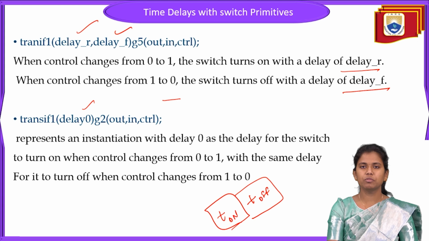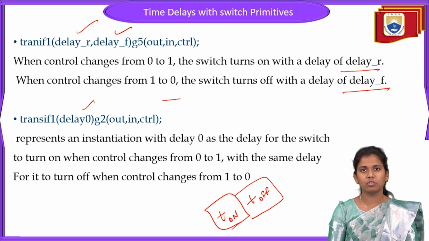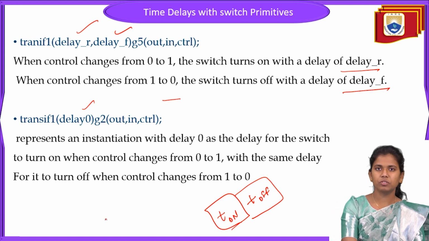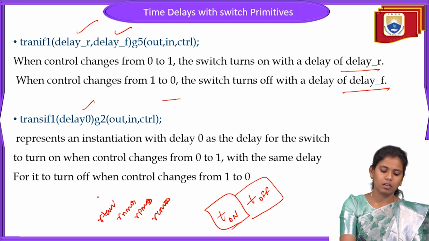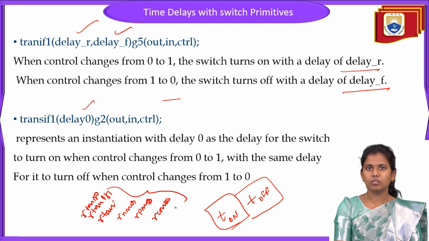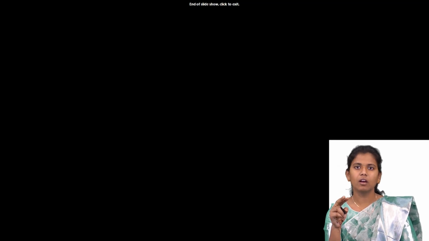So this is about the switch primitives with respect to the bidirectional switches, as well as with respect to the resistive switches. The same mechanism goes with the resistive switches as well. Resistive switches we usually represent with RNMOS, RPMOS, RCMOS, RTran if 1, RTran if 0, and that's it. So these are nothing but the bidirectional switches. So here we see only two conditions, that is the on and off state.